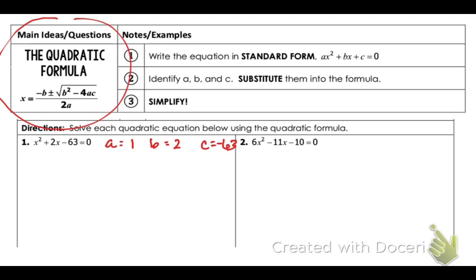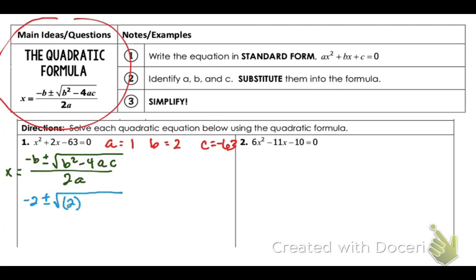Now I'm going to go ahead and substitute into this formula. So it's negative B plus or minus the square root of B squared minus 4AC, divided by 2A. So in place of B is 2. So this is going to be negative 2 because the formula is negative, plus or minus. And then I'm going to put 2 squared again because your B is 2. Minus 4 times your A times your C, all over 2 times A.